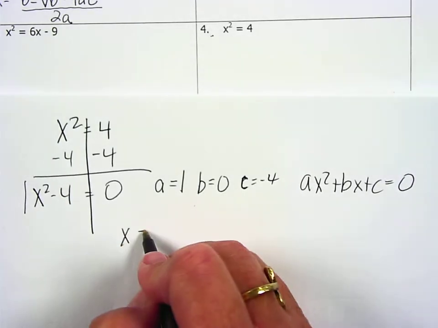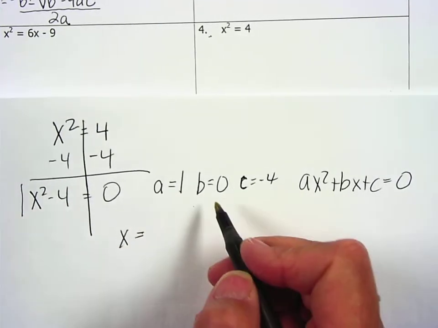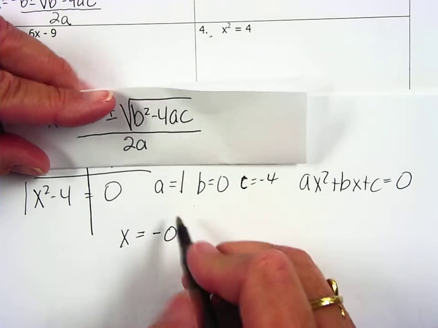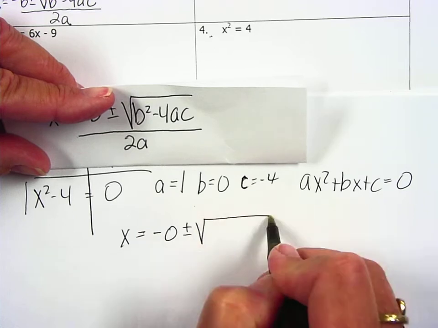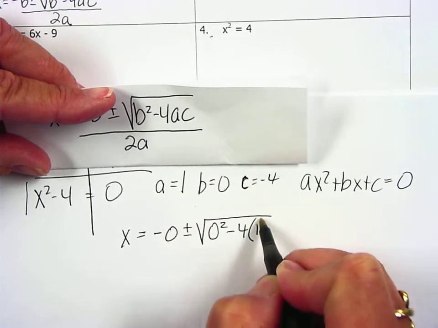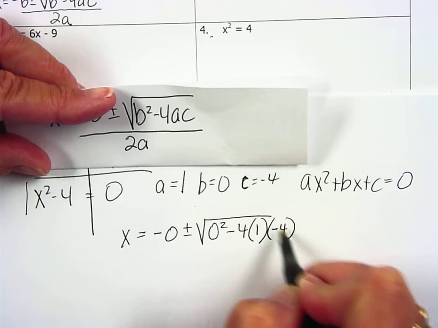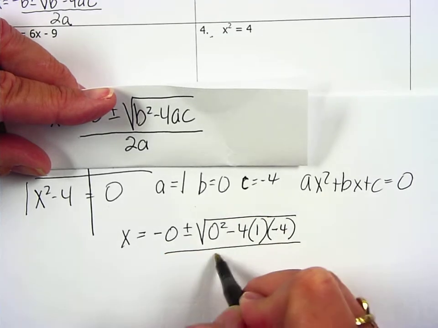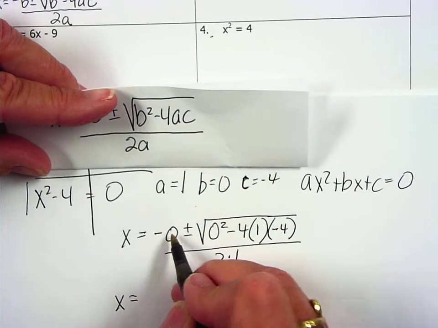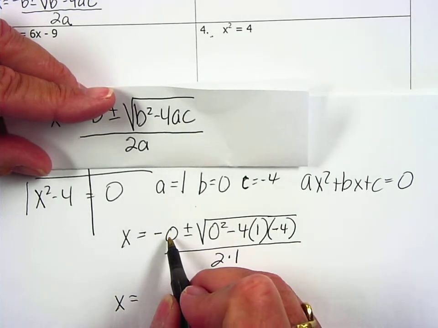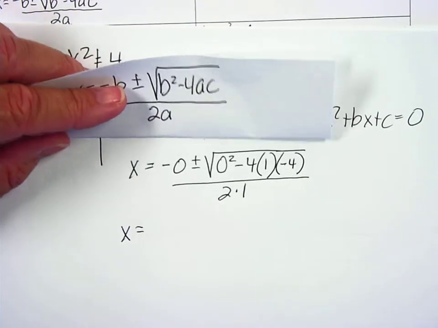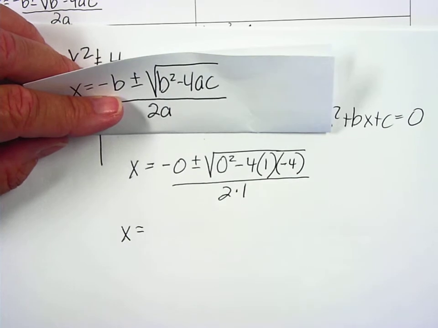So x equals negative b, we're just going to call that negative 0, even though that's kind of silly, plus or minus the square root of b squared minus 4 times a times c all over 2a, which is 2 times 1. To simplify, 0 is not positive or negative. 0 is kind of a neutral number. It divides the negative numbers from the positive numbers on the number line.